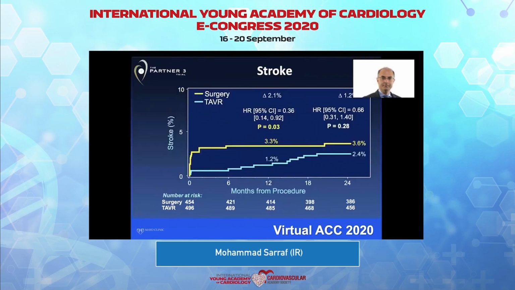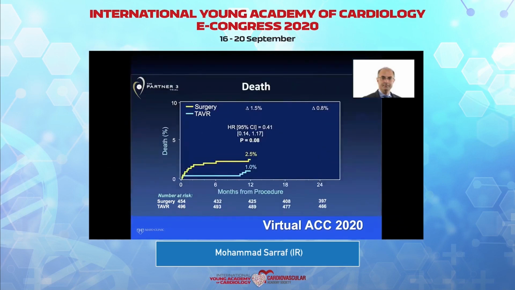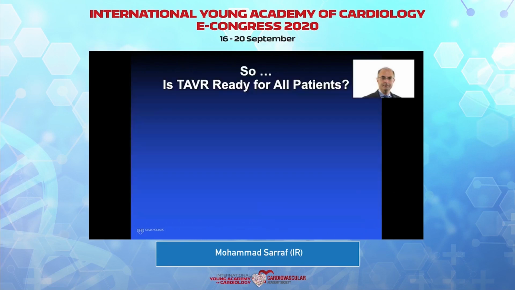When we look at stroke, again, the same way. At 12 months in favor of TAVR, at 24 months, it doesn't seem to be statistically different between the two, although numerically in favor of TAVR. And death, there was a relatively good trend for TAVR. Yet again, at 24 months, that trend is completely gone. So that begs the question: is it that TAVR should be offered to any patient, regardless of their risk, low, intermediate, or high risk?